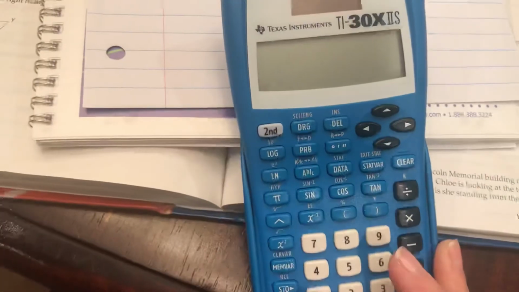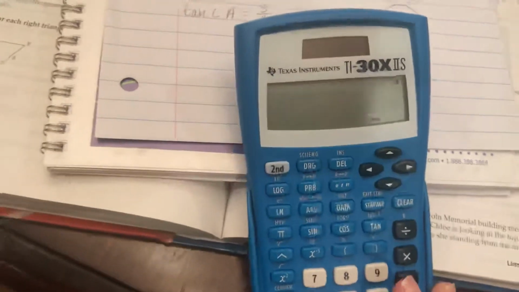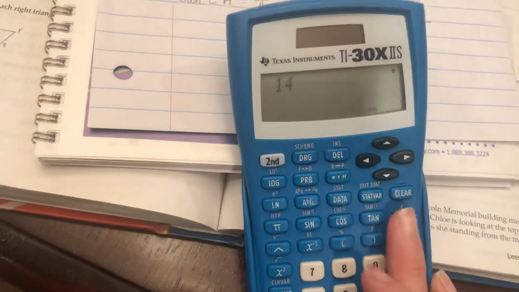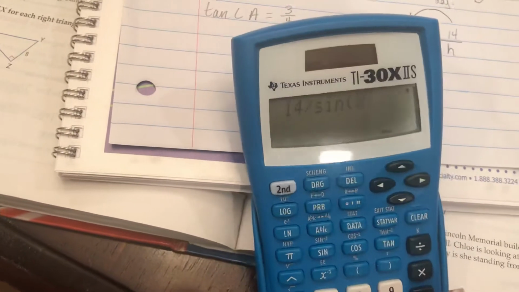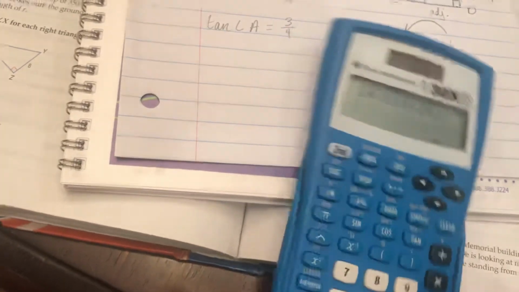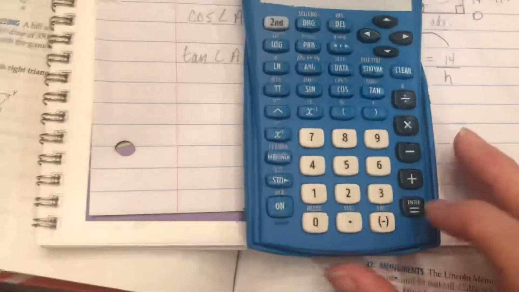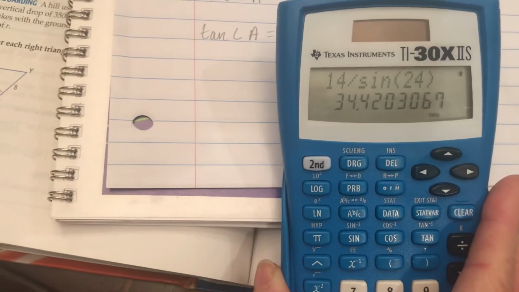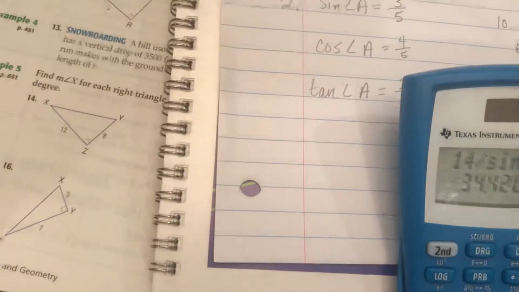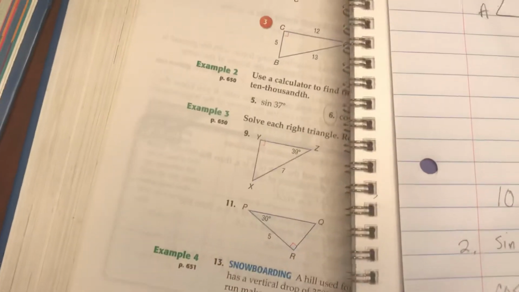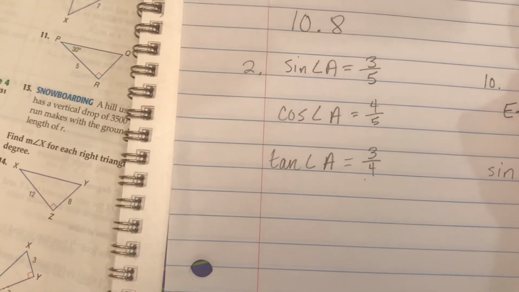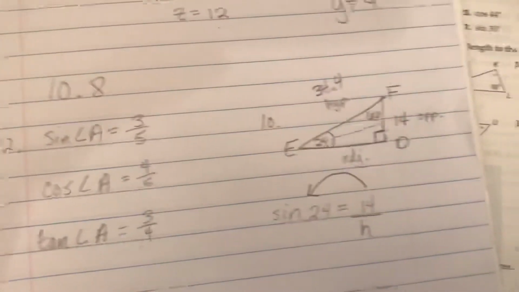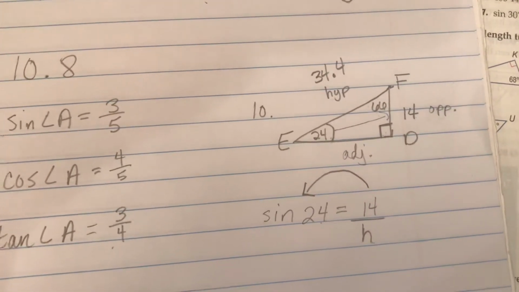Let me pull this here so the glare's not too bad. Oop, would help if it was on, right? Okay, 14 divided by sine 24. Sorry, it is hard to hold this and record. All right, so what did we get? Okay, we got 34.4. Let me check that in my little picture book over here. Okay, number 10, yes, so 34.4 is correct. Sorry, I wasn't on the right spot. Okay, so that's my hypotenuse.